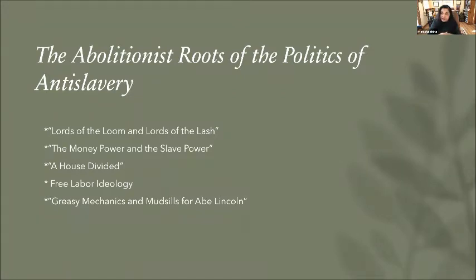In fact, in the 1860 election, a lot of working people, a lot of laboring class people who may not even have joined the abolition movement, came out for the new anti-slavery Republican Party, its free labor ideology, its ideas of the dignity of labor. And one of the main slogans, and I came across this in posters that I saw when I went to Springfield in Illinois, was "Greasy Mechanics," as working class people were called then, and "Mudsills for Abe Lincoln." This was a popular poster that they circulated.